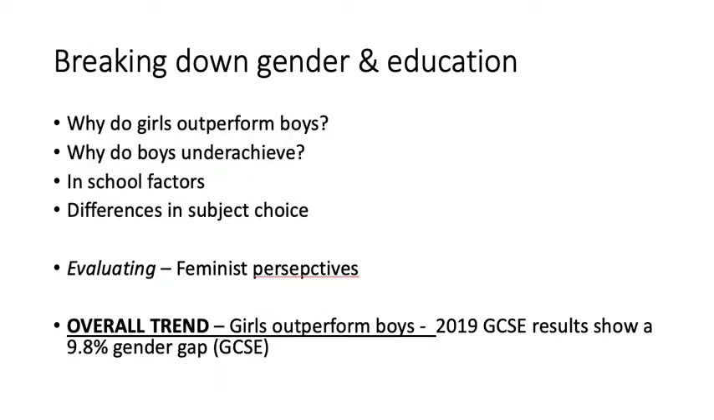Breaking down gender and education, in this video I'm going to be splitting it up into these topics. I'm going to be looking at why girls outperform boys, why boys underachieve, in-school factors affecting achievement, and also differences in subject choice. I'm going to be evaluating with feminist perspectives, so that's liberal feminism and radical feminism. The overall trend for gender in education is that girls outperform boys.